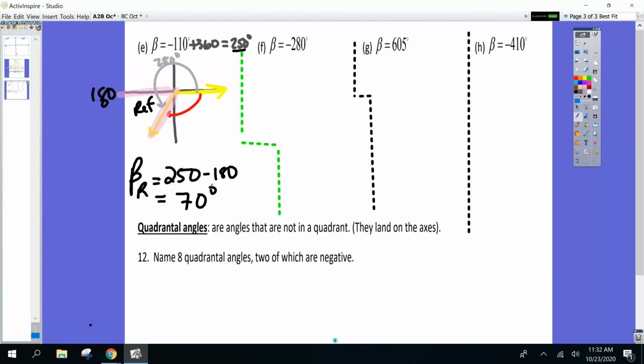Okay, we only got a couple more. We're done quick today. Negative 280. Go ahead, add 360 to it because I know you like positive angles. What are we looking at there? 80 degrees.